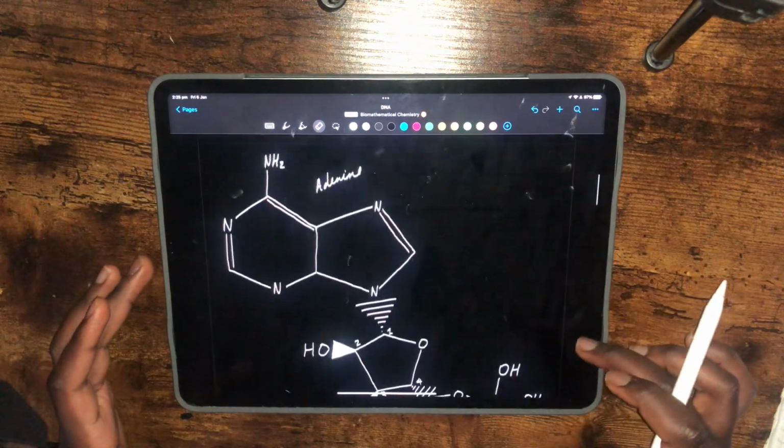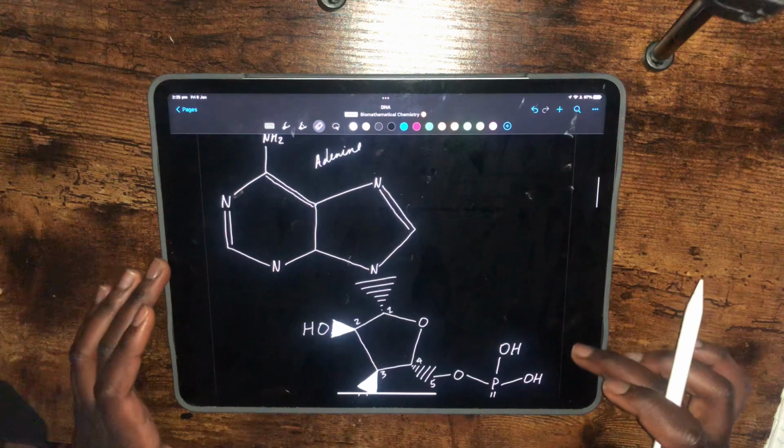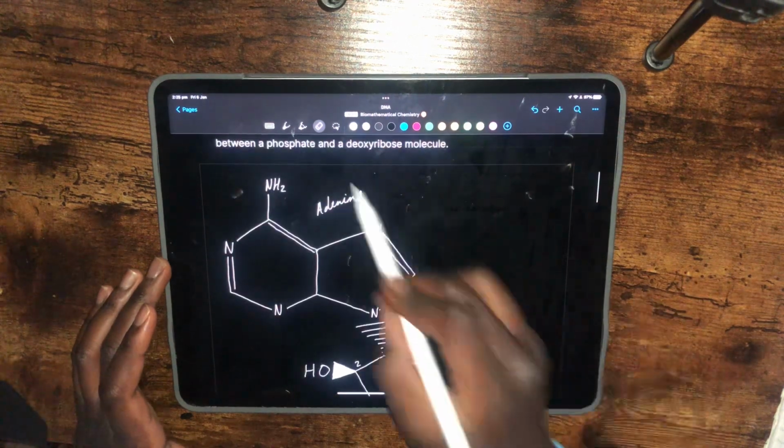Right, so this is what a nucleotide looks like, right?